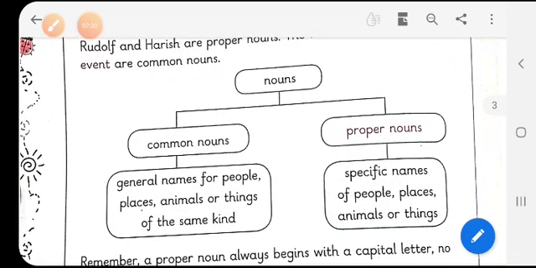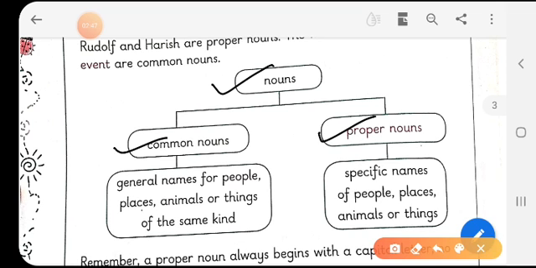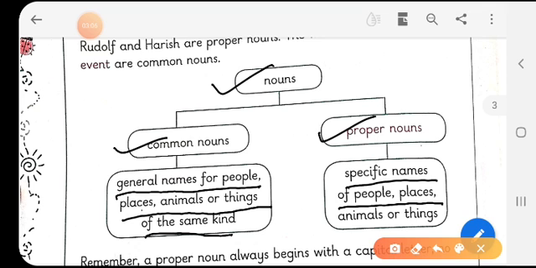Now let's see this flowchart. So, on top we have the part of speech, that is noun. It is divided under two heads, that is common noun and proper noun. Now let's see what is a common noun. Common nouns are general names for people, places, animals, things of the same kind. And what are proper nouns? Proper nouns are specific names of people, places, animals, or things.